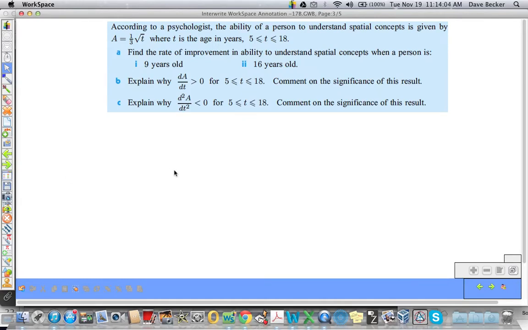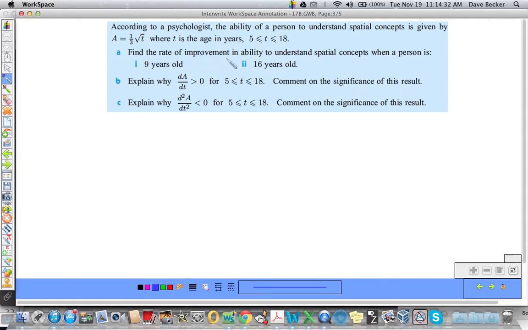According to a psychologist, the ability of a person to understand spatial concepts is given by this function, where t is age in years for ages 5 through 18, including them both. Okay, so part A, let us find the rate of improvement in ability to understand spatial concepts when a person is 9 years old and 16 years old.